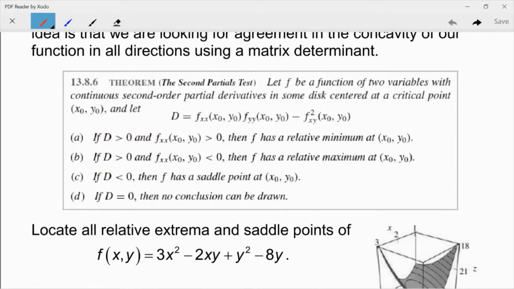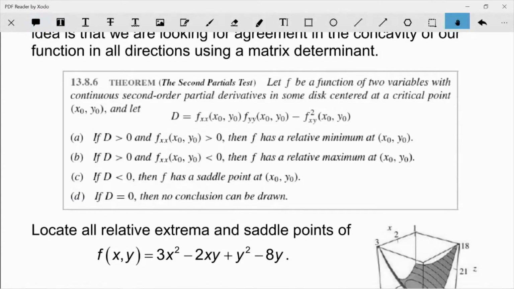Now, the saddle points are going to show up when you have a determinant that is less than 0. So that's going to indicate to you that we have inconsistency in our concavities in the different directions that we can approach a point from. And then the last one is if we ever get a determinant that's 0, that means we can't draw a conclusion from the concavity, and this is not a good test to use. So there are other high-level ways of determining maximum and minimum values, not that we're going to be discussing in the scope of this course, but there are other ways that you can do maximum and minimum values that get a little beyond what we're going to do.